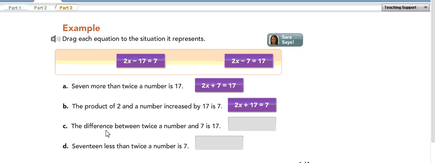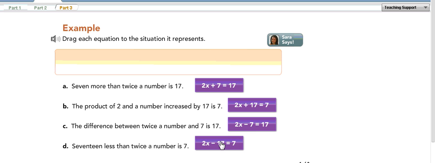The difference, which obviously we know is subtraction, both of these have, between twice a number and 7 is 17. Well, is equal, so this should be here. Then we have 2 times a number less than 17 equals 7. So 17 less than twice a number is 7. Let's check and make sure that I got this correct and compare your answers to mine.